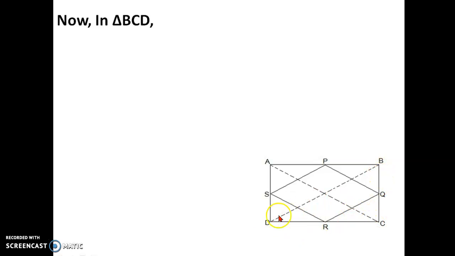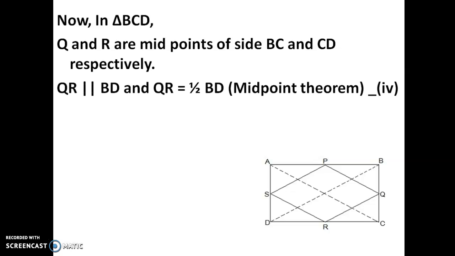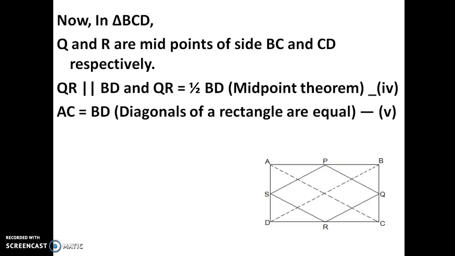this triangle we are taking, BCD. In that, Q and R are midpoints of sides BC and CD respectively. So by the midpoint theorem QR is parallel to BD and QR is equal to half of BD. How we proved it with the diagonal AC, the same way we are proving with the diagonal BD. So AC is equal to BD, diagonals of the rectangle are equal.